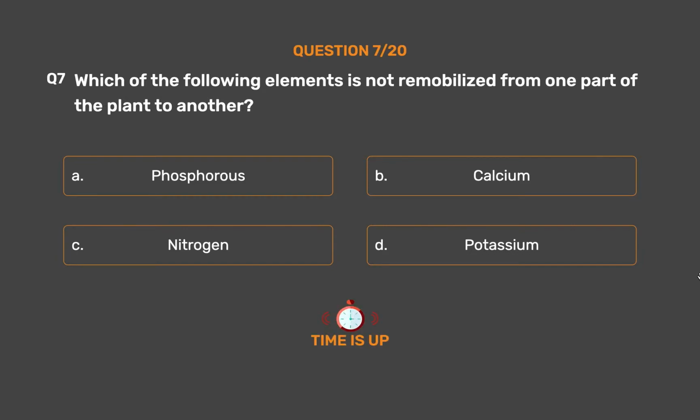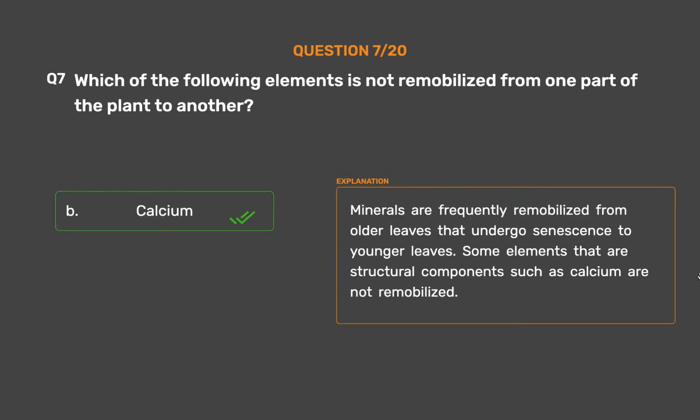The correct answer is option B. Calcium. Minerals are frequently remobilized from older leaves that undergo senescence to younger leaves. Some elements that are structural components, such as calcium, are not remobilized.